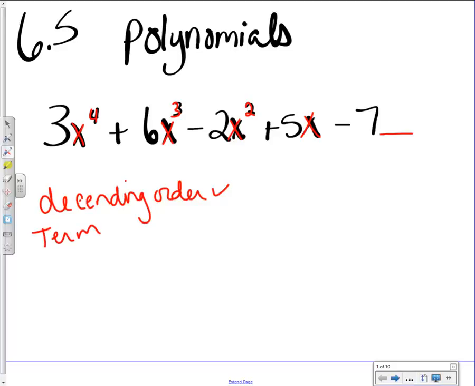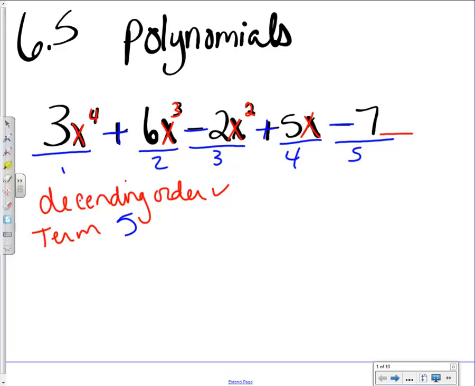A term is separated by an add or subtract sign. So here's your add and subtract signs. They separate each of the terms. So I'm going to underline the first term, the second term, the third term, the fourth term, and the fifth term. There are 5 of them. They are separated by an add or subtract sign. Okay? So if I ask you how many terms are in this problem, you could count 1, 2, 3, 4, and 5. So you would write 5 terms in this problem.